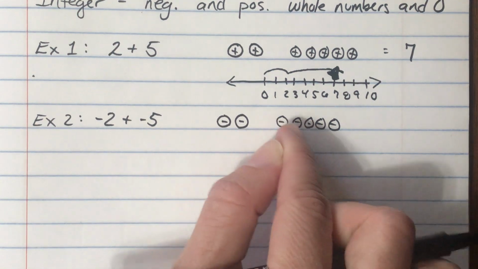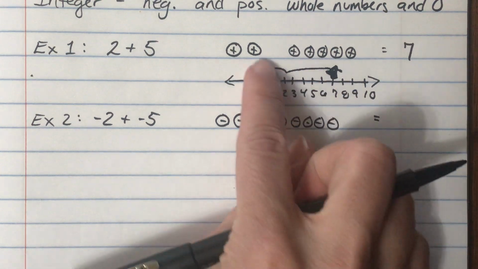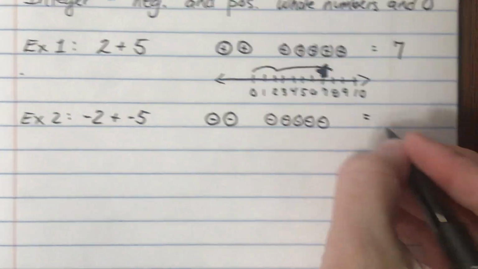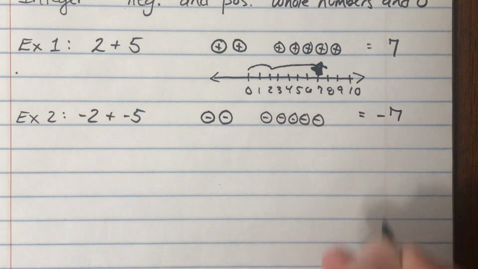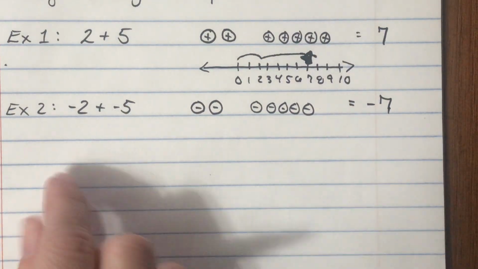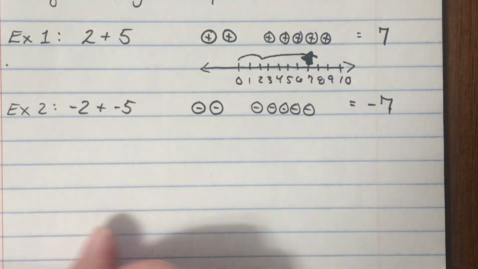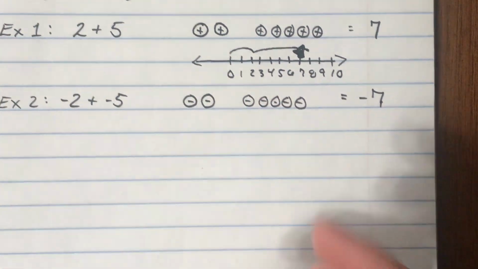Well, 1, 2, 3, 4, 5, 6. There's still 7 here, but it's no longer +7 because all of these are negative. So my answer here is -7. So -2 plus -5 is -7. Addition of negative numbers works exactly like positive numbers, only the answer is going to be negative.